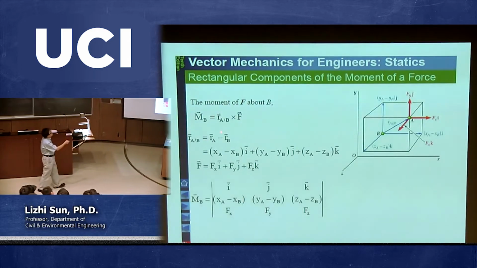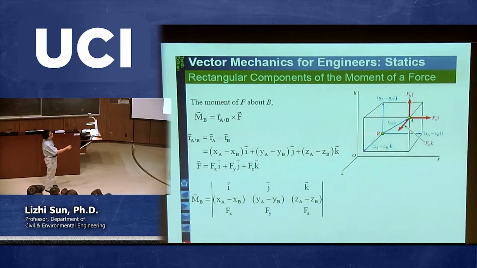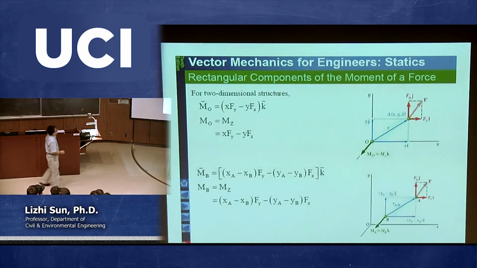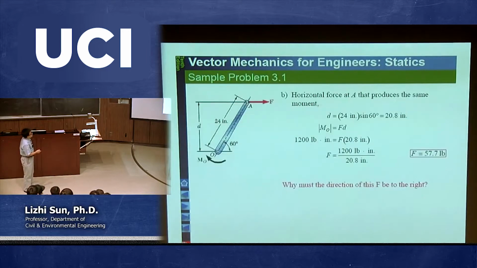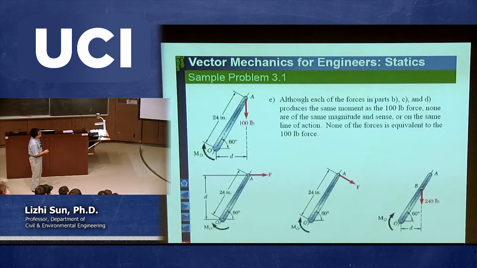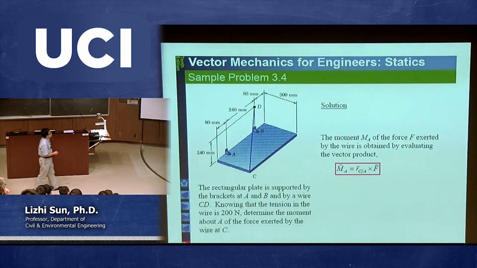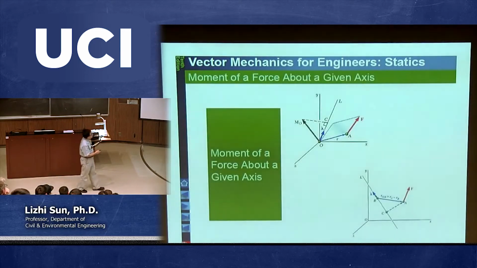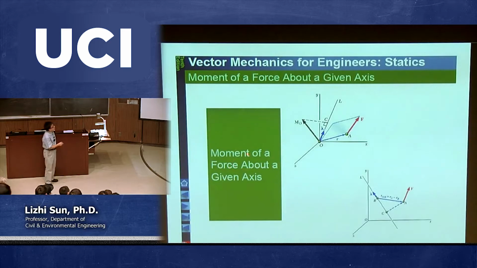Okay, there's an even more general case. Instead of calculating the moment of a force about the origin point, you can calculate the moment of this force about another point, B. So that is the first type of moment. We call it the moment of a force about a given point. The second type of moment is called the moment of a force about a given axis.